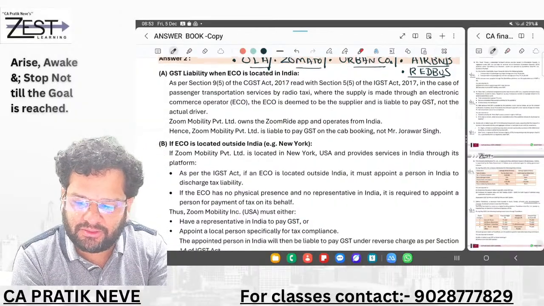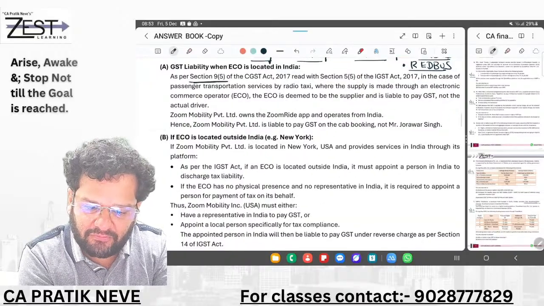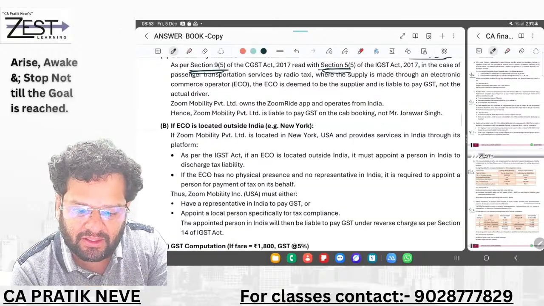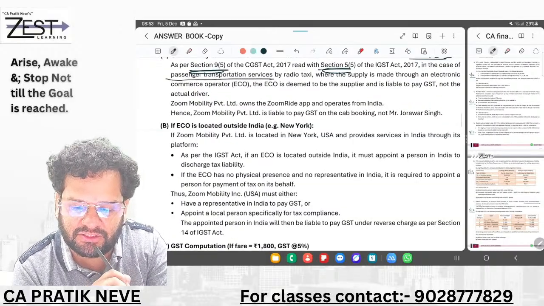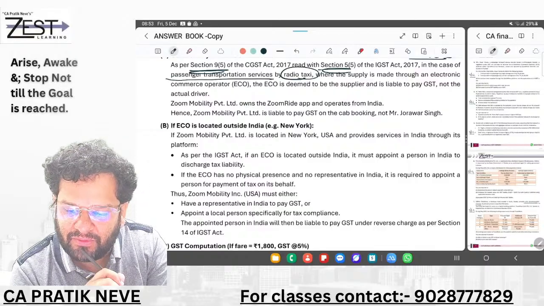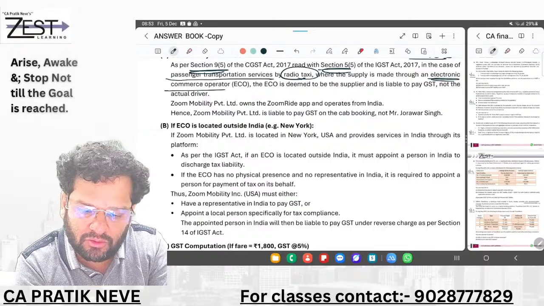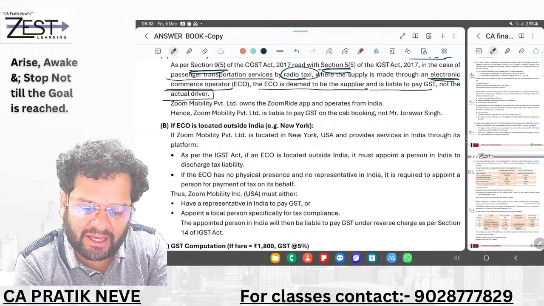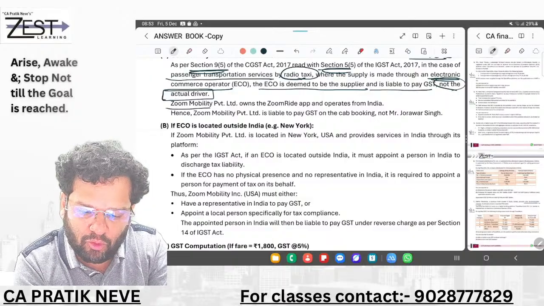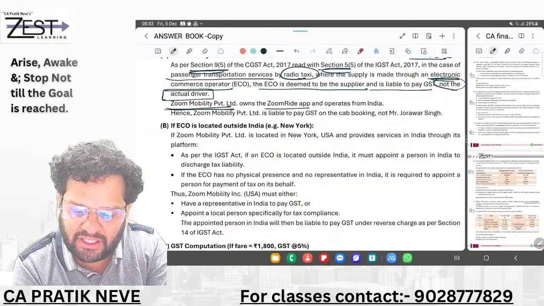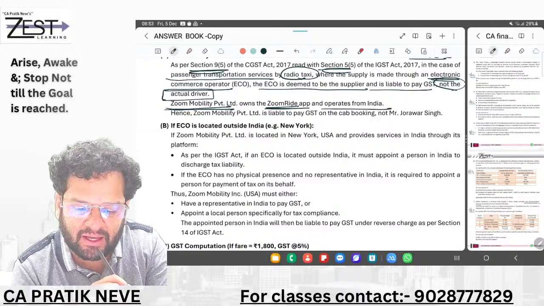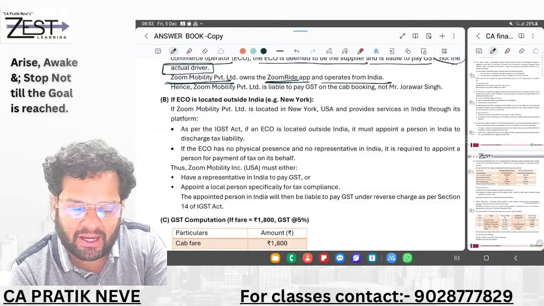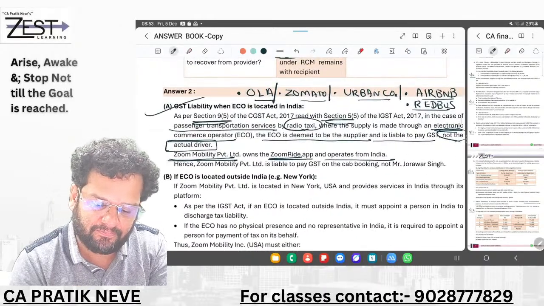Wonderful. So as per 9(5) of CGST Act, read with 5(5) of IGST Act, in case of passenger transportation services by radio taxi, where the supply is made through ECO, the ECO is deemed to be supplier and is liable to pay GST, not the actual driver. So Zoom Mobility Private Limited owns the Zoom Ride app and operates from India. Hence, Zoom Mobility Private Limited is liable to pay GST on cab booking and not Joravar Singh.